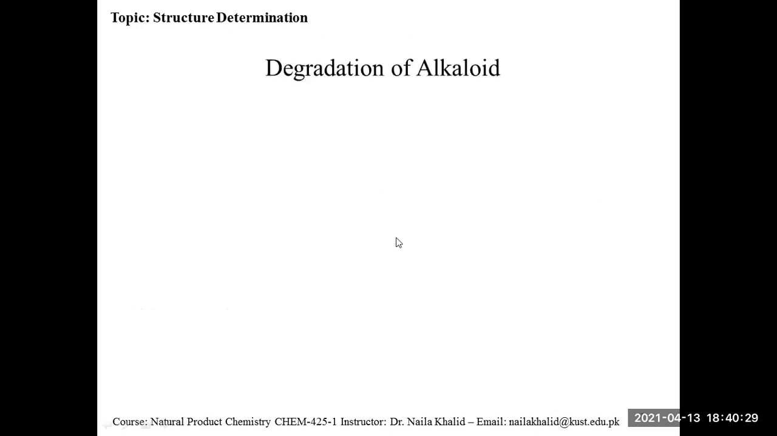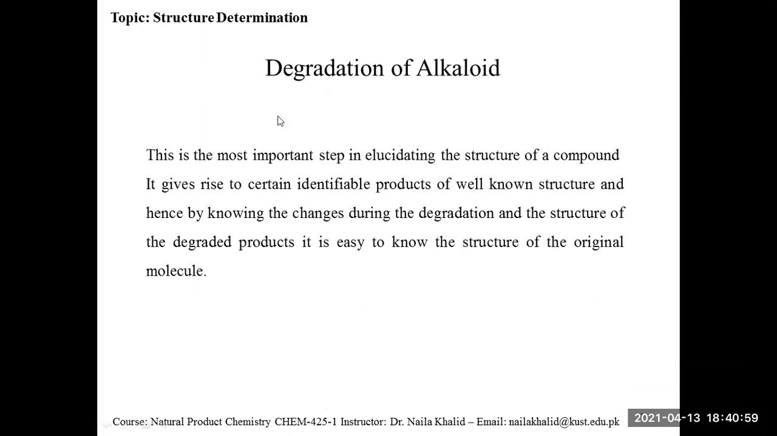Degradation of alkaloids. As you know, degradation means decomposition of the alkaloid. So we will use some tests, methods or techniques in which the structure of the alkaloid is degraded in such a way that its fragments can be identified. And by using knowledge of these fragments, we can determine the structure of the alkaloid. So this is a very important step in elucidation of the structure of the alkaloid.